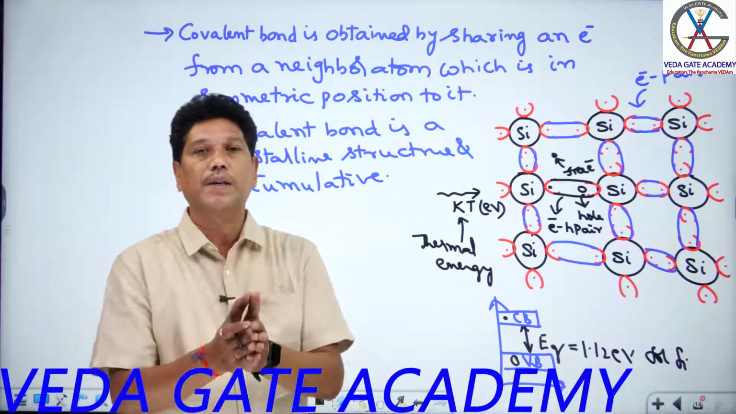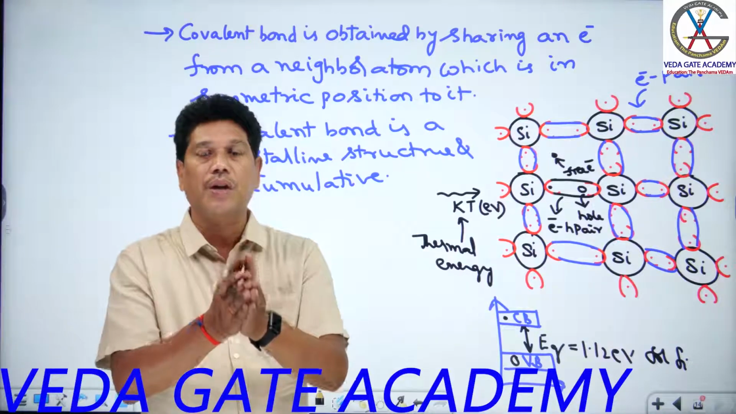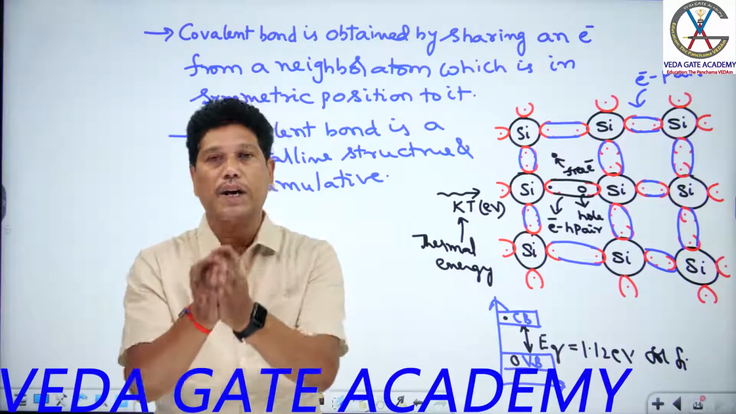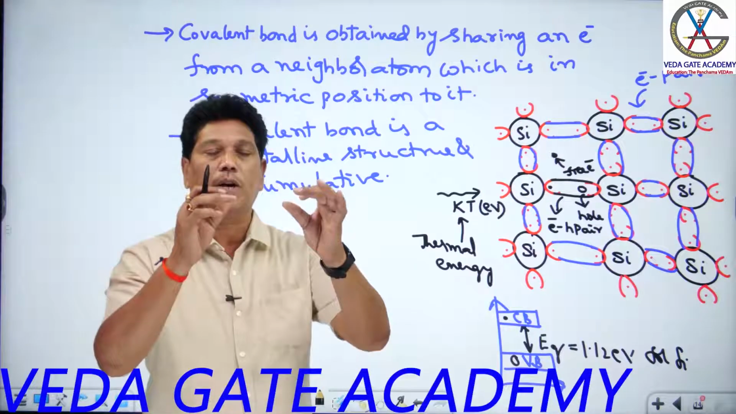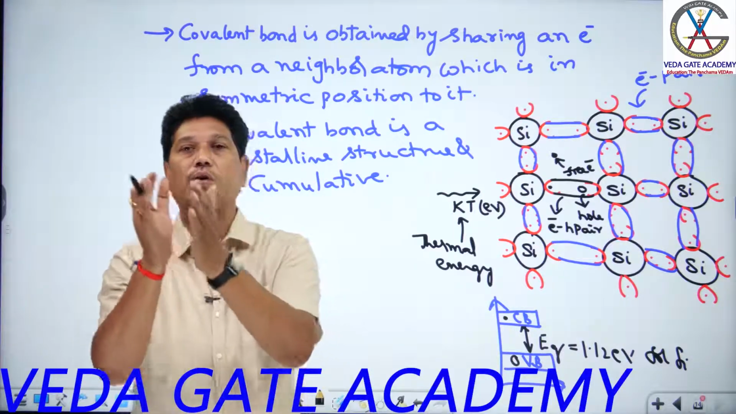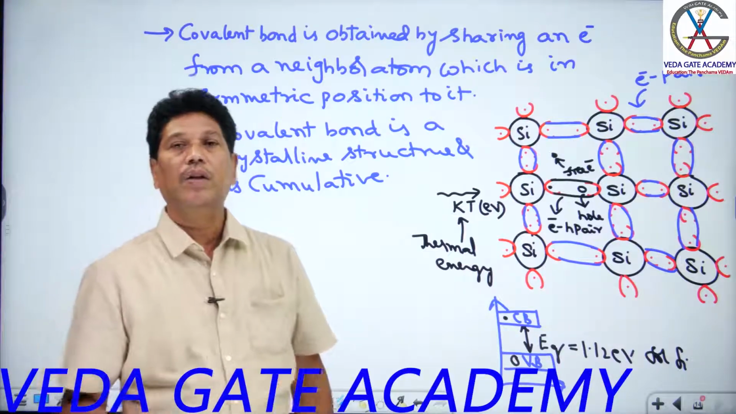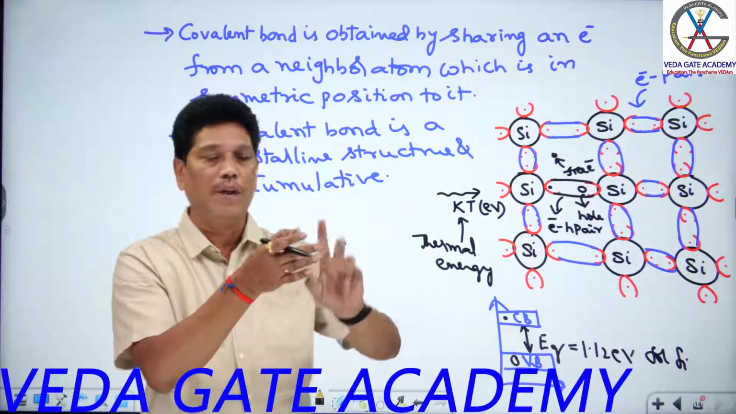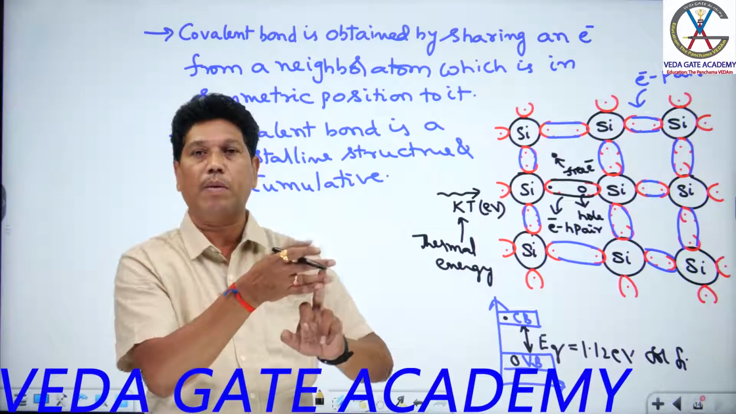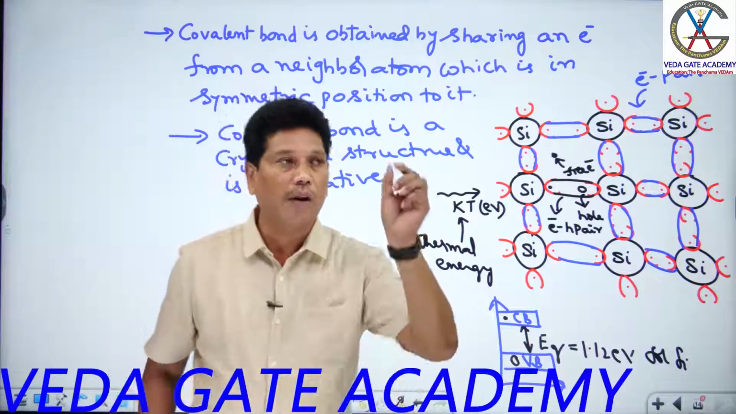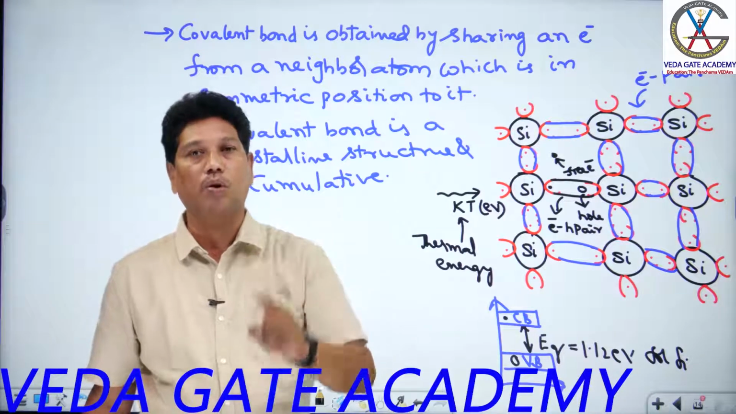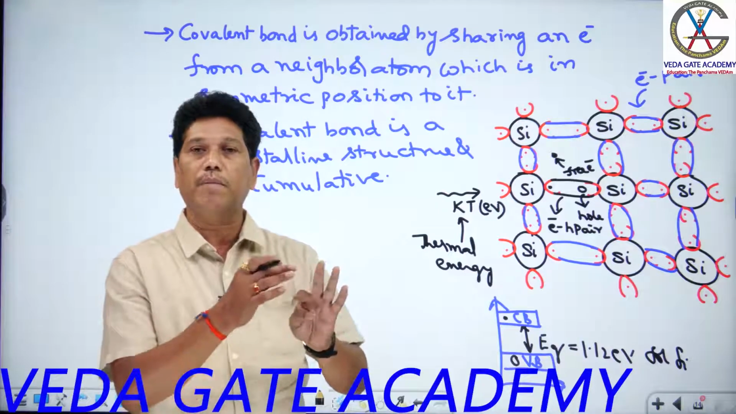So in an intrinsic semiconductor, at any instant of applied energy, whatever number of covalent bonds are broken, that number of electrons are free, and that number of holes are free. Such that in a pure semiconductor, the number of electrons is equal to the number of holes. Such that the total conductivity becomes 0. You may get conductivity by electrons, no problem. You may get conductivity by holes, no problem. But in any semiconductor, total conductivity is the sum of the conductivity by electrons and holes. Number of electrons is the same, number of holes is the same.